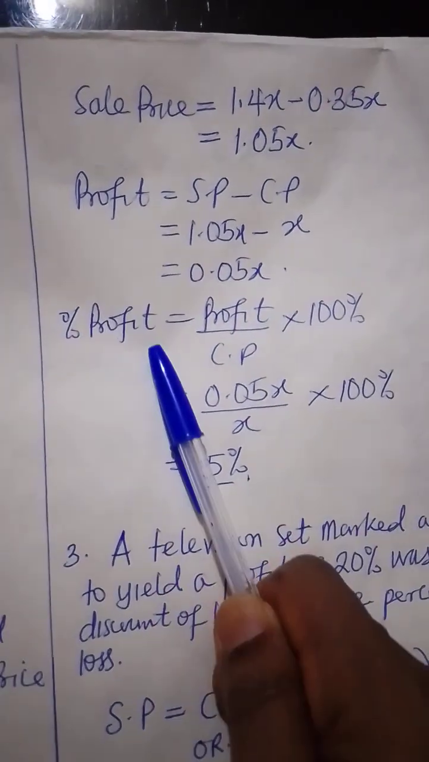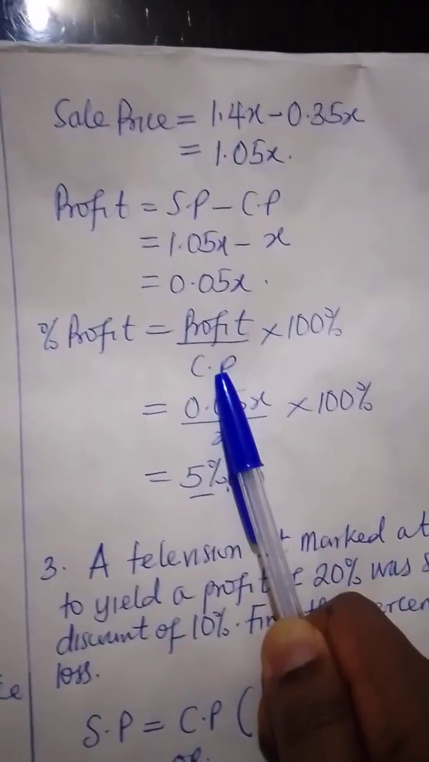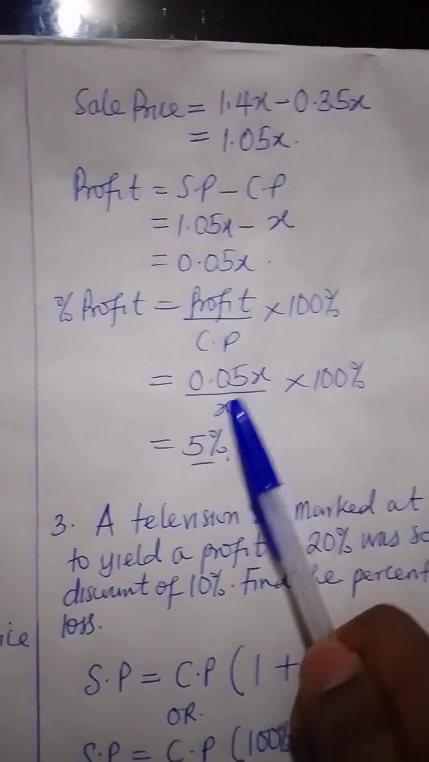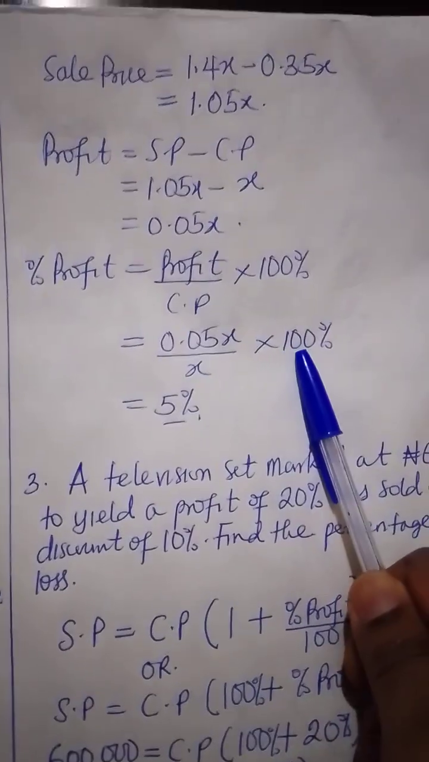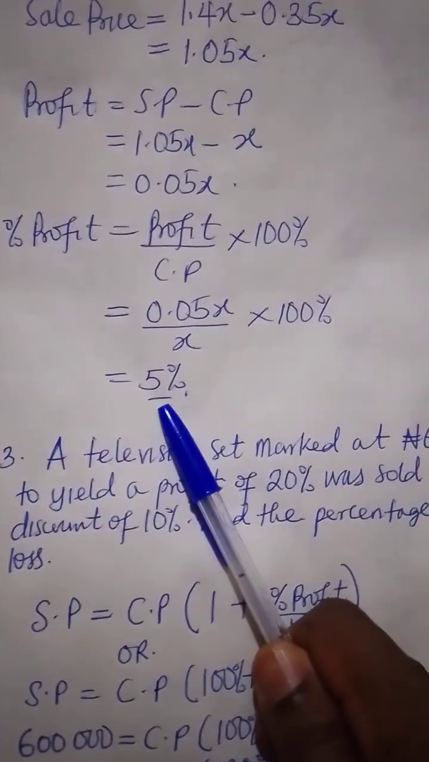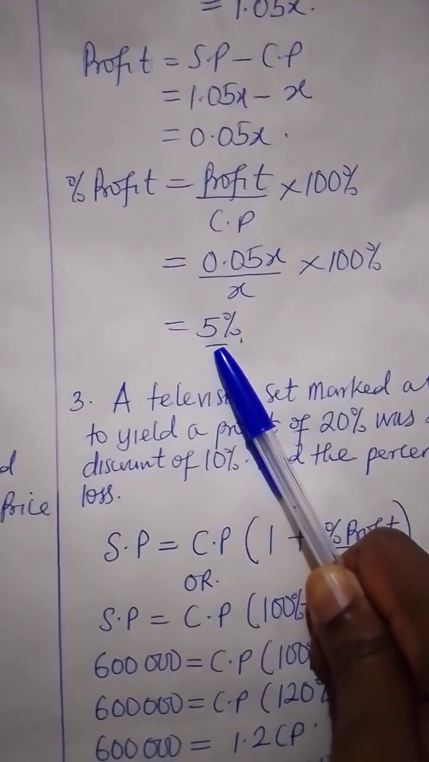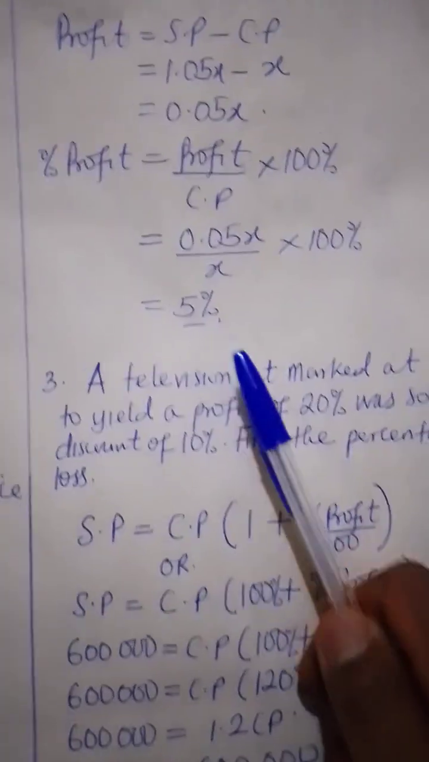So percentage profit is profit over cost price times 100%. And then we'll put the profit 0.05x over x times 100%. If you resolve properly, you will get 5%. We'll take question 3 now.